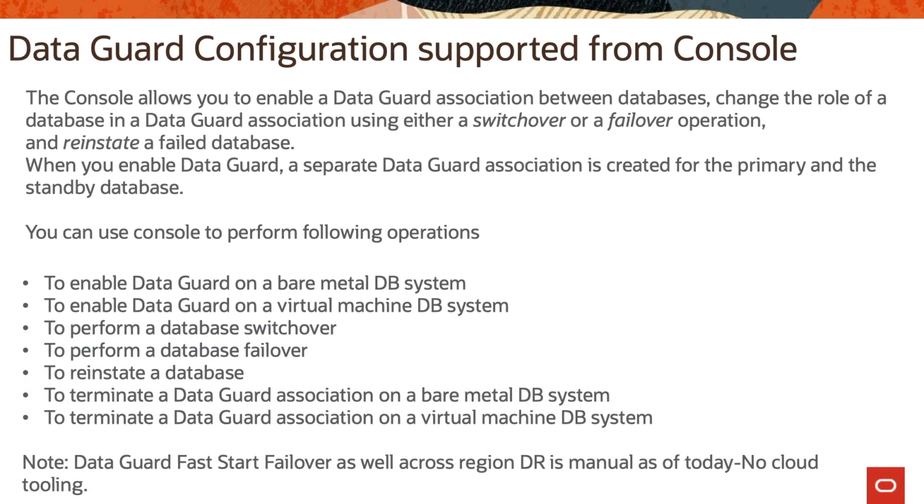DataGuard configuration is supported from the console, and the console allows you to enable a DataGuard association between databases. You can change the role of a database in a DataGuard association using a switchover or a failover operation, as well as reinstate a failed database. When you enable DataGuard, a separate DataGuard association is created for the primary as well as the standby database. And you can use the console to perform most of the activities related to data guard operation.